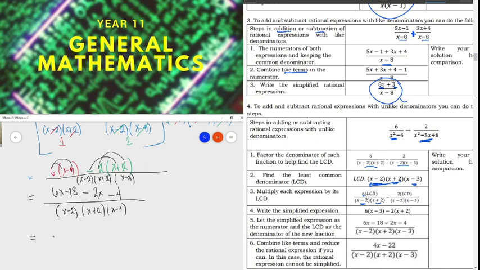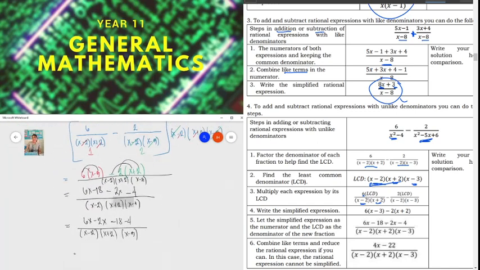Okay, so we have now 6x minus 2x. We have negative 18, negative 4 over the LCD, which is x minus 2, x plus 2, x minus 3. So we cannot cancel this because we don't have the same factor in the numerator. So we just have the final answer for this one.